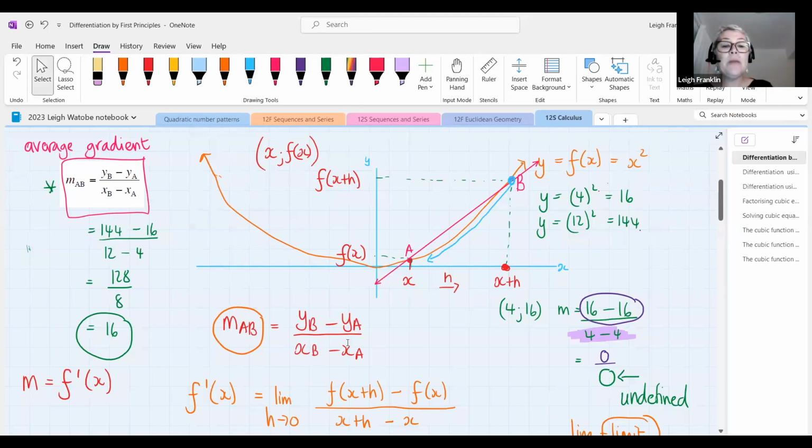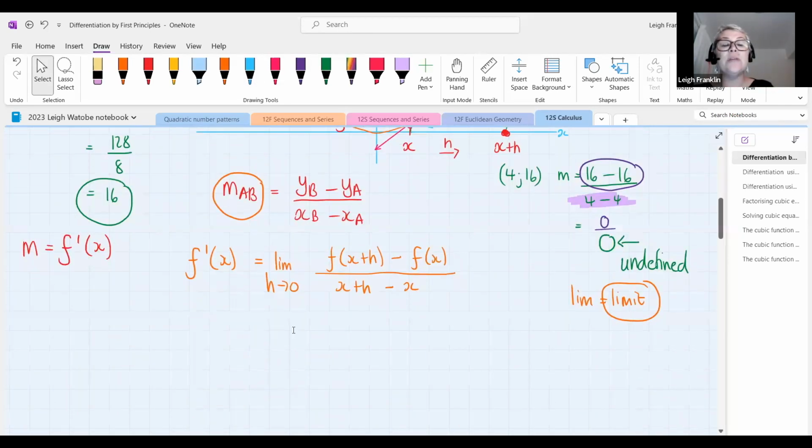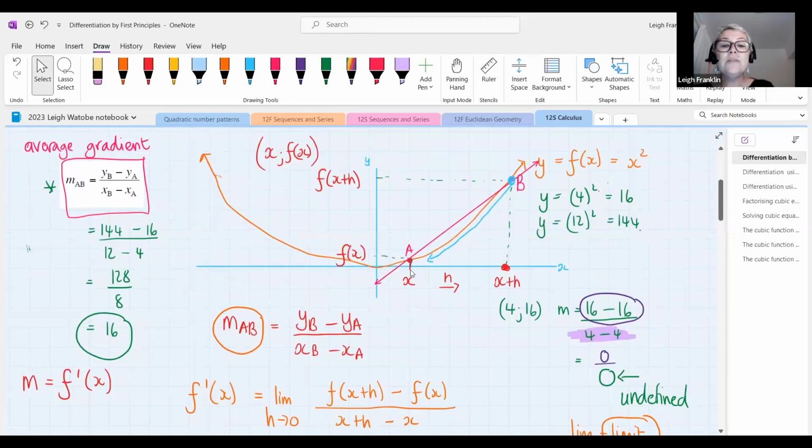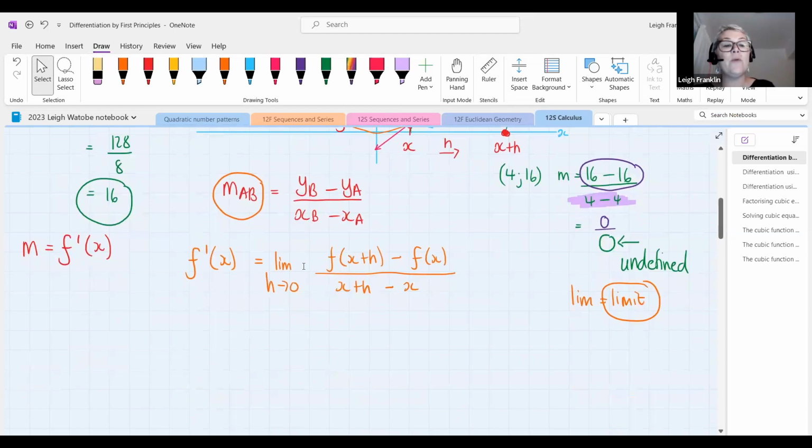That's what it means when we say h tends to 0. The distance between these 2 points gets so small that eventually this second point B is on top of A. That's what we say when we say h tends to 0. What we're going to do is sub into this formula in order to calculate the gradient at a particular point. First of all, we just need to simplify it.